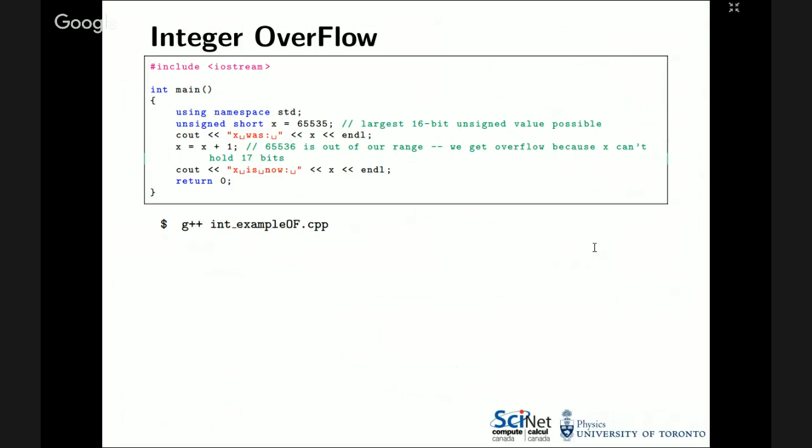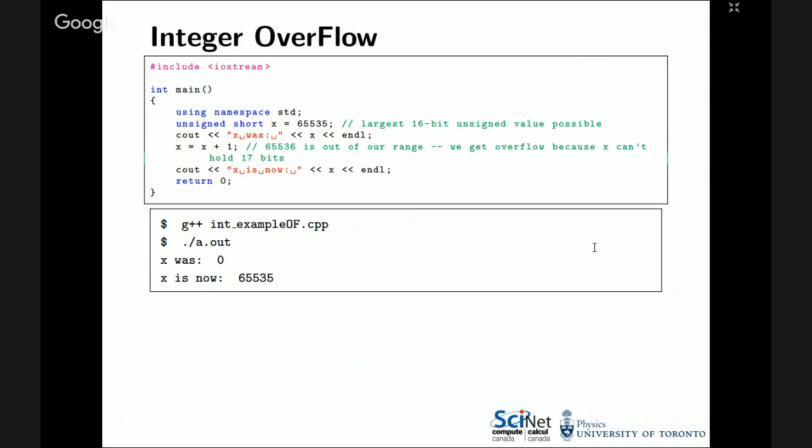So I have a tiny piece of code there. I'm going to use just the standard functions. I'm going to define an unsigned short integer x, which is equal to 65,535. It's the largest 16-bit unsigned value possible. I'm printing the value to the screen, and then I'm just adding one. So it will go to 65,536, which is out of range, and we will see what happens. So compile the code, run the code, and now.